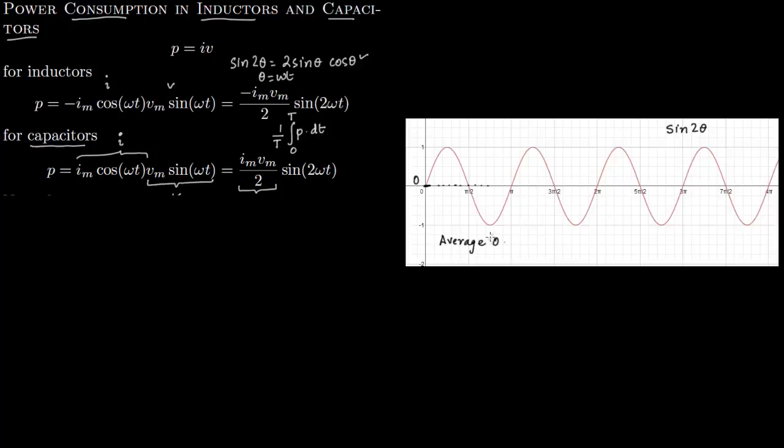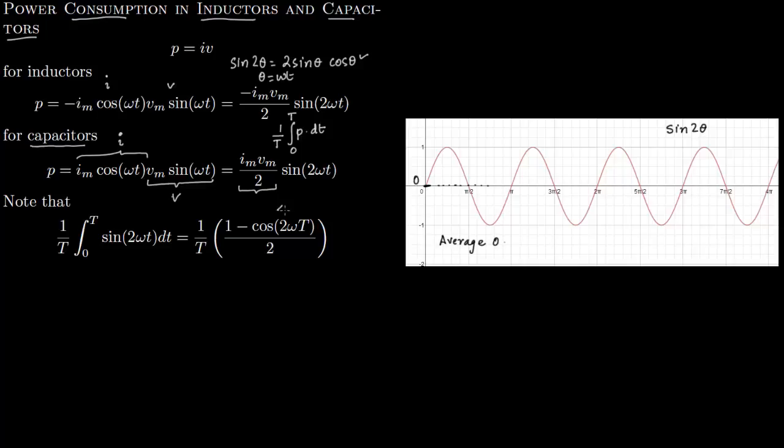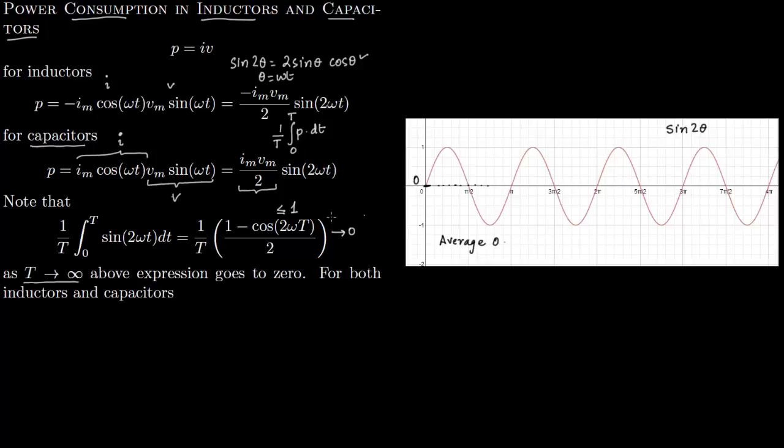But let us do it analytically also. So if you compute the integral from 0 to T of sin of 2 omega t dt, you will get 1 minus cos of 2 omega capital T divided by 2, and the cos is always less than or equal to 1. So as T becomes larger, this entire expression goes to 0 as T goes to infinity. So we have been able to compute the average directly also as 0 as T goes to infinity.